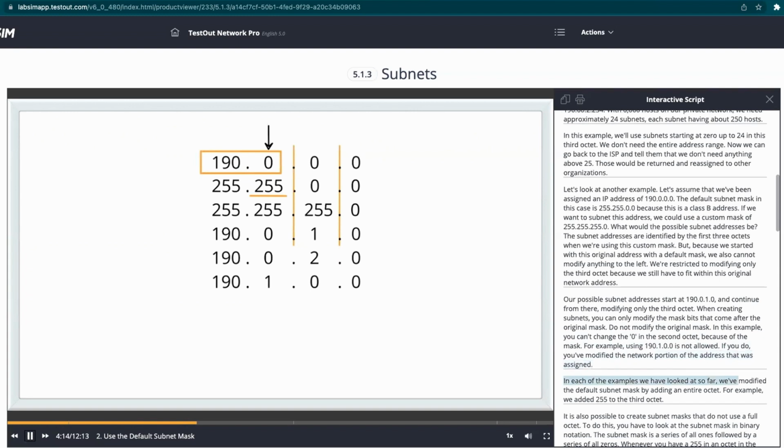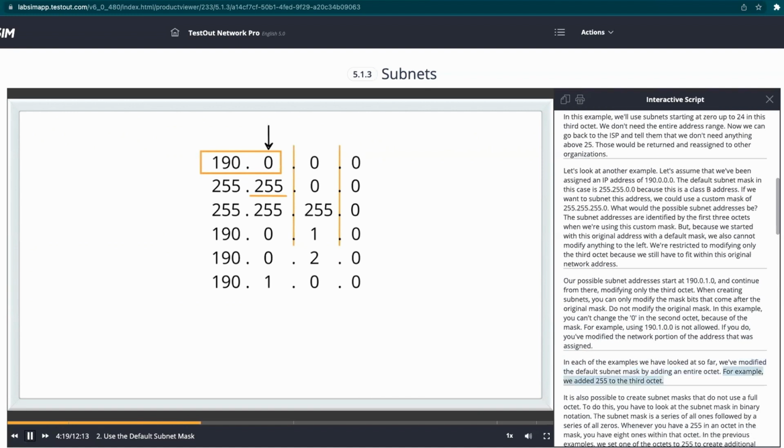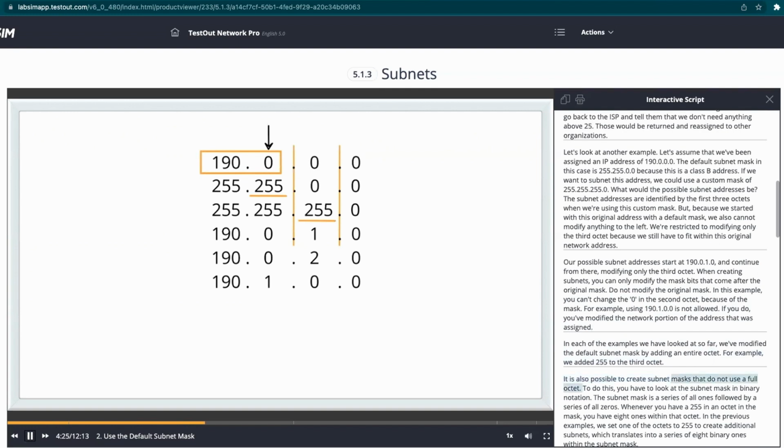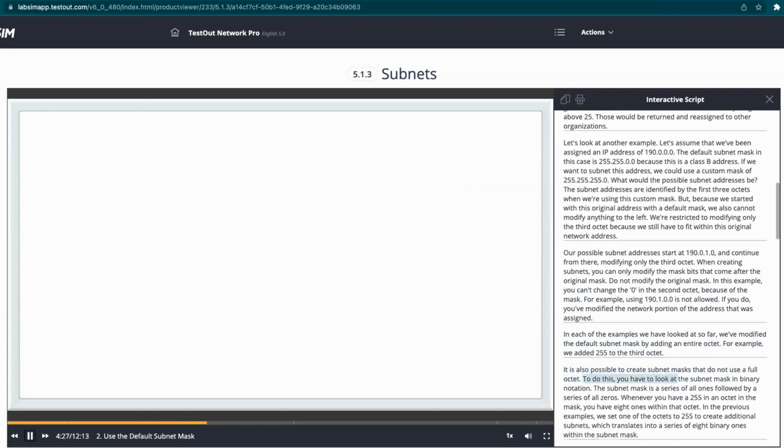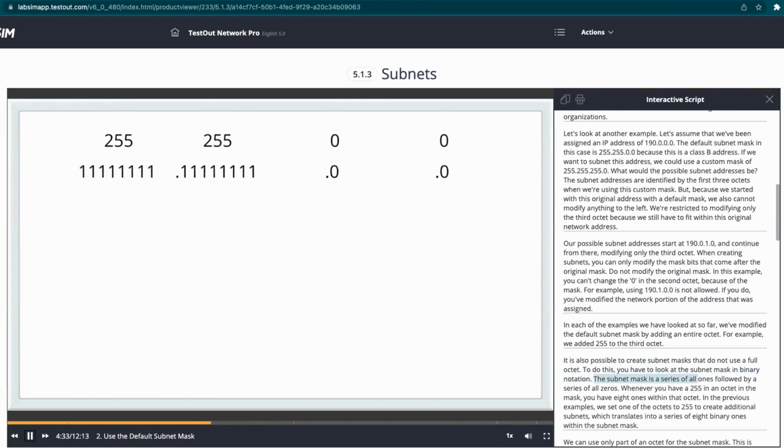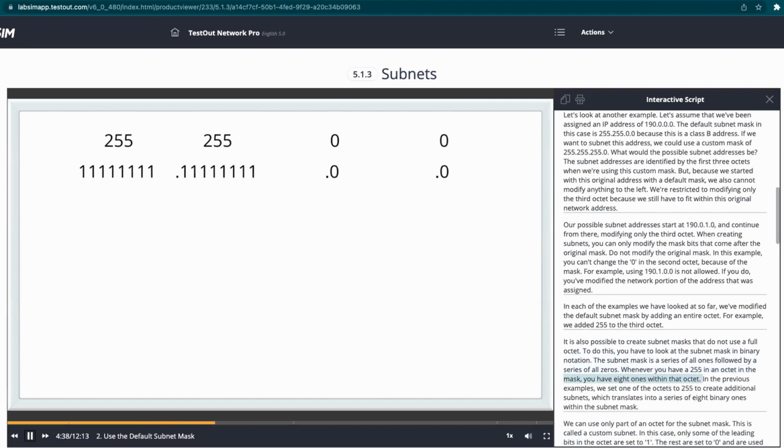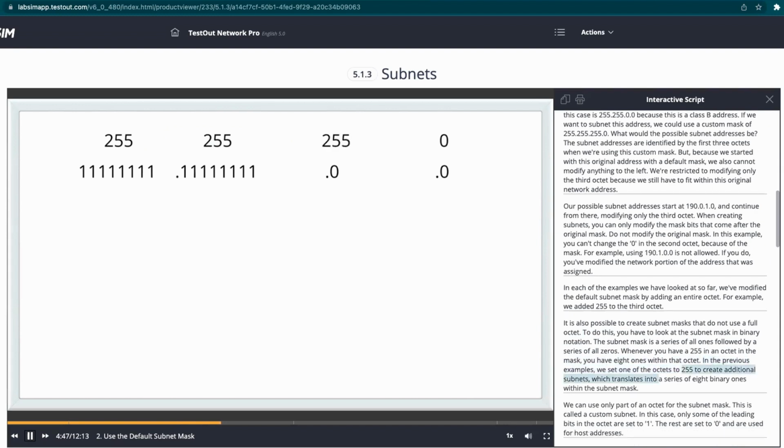In each of the examples we have looked at so far, we've modified the default subnet mask by adding an entire octet. For example, we've added 255 to the third octet. It is also possible to create subnet masks that do not use a full octet. To do this, you have to look at the subnet mask in binary notation. The subnet mask is a series of all ones followed by a series of all zeros. Whenever you have a 255 in an octet in the mask, you actually have 8 ones within that octet. In the previous examples, we set one of the octets to 255 to create additional subnets, which translates into a series of 8 binary ones within the subnet mask.